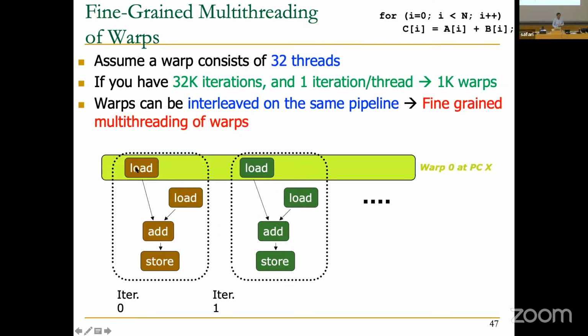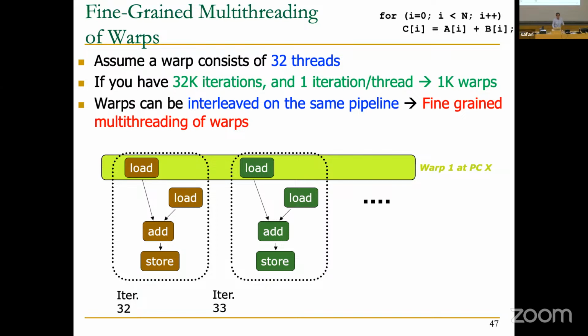So this is warp 0 at PC X, for example. That's the PC of the load, the program counter of the load. This is iteration 0 executed by one unit over here. Iteration 1 executed by another unit. So basically you execute 32 iterations concurrently, 32 of these loads in different iterations. Then you may fetch warp 1 at PC X. This actually executes iterations 32, 33, up to 63. Fine. I'm going to show you the fine-grained multithreading of these soon.